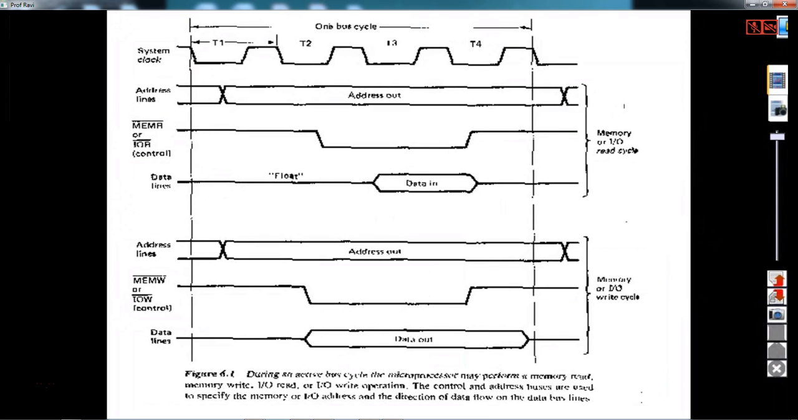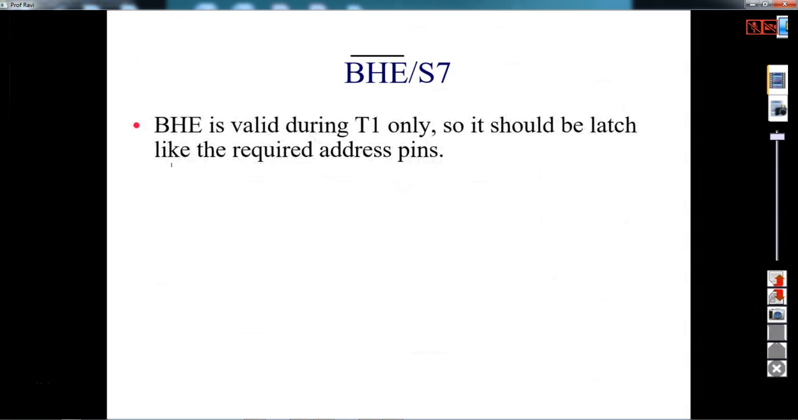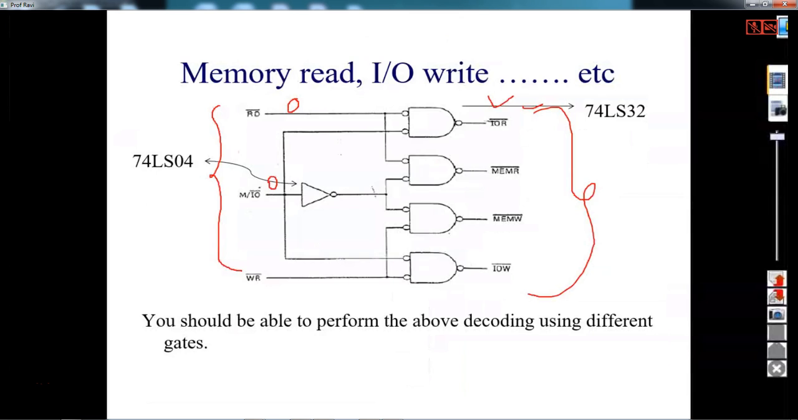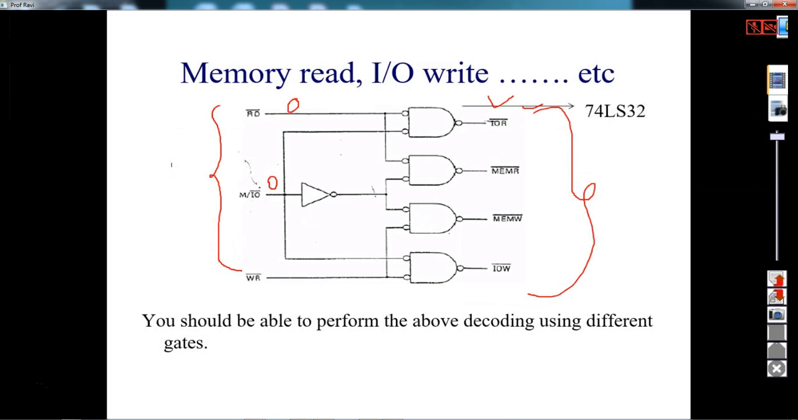Now if you try to see the one bus cycle, here you have memory read bar. Memory read bar means what? It is a combination of all these things. Then the next one. This is about the memory, 3 pins is what we tried to discuss here: read bar, write bar, IO by M bar. And this indicates the processor's task.